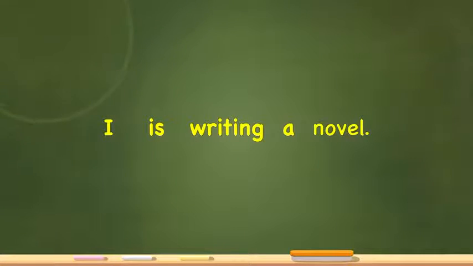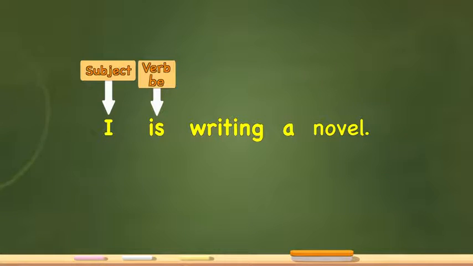Our second sentence is, I is writing a novel. Before we begin, let's identify the subject in this sentence. The subject in the sentence is the pronoun I. It's a singular subject. But what about the verb be in this sentence? Can you identify it? That is correct. The verb be in this sentence is the word is. Now, try to compare the subject and the verb be in this sentence. Can you identify any error?